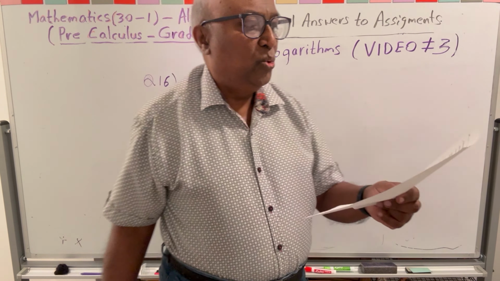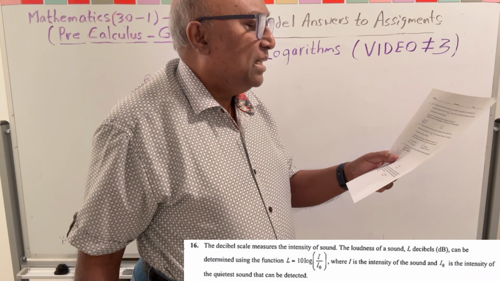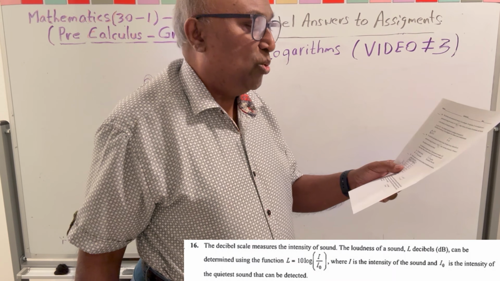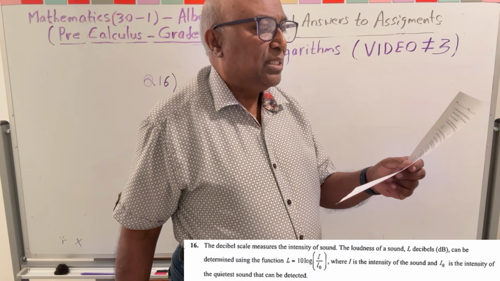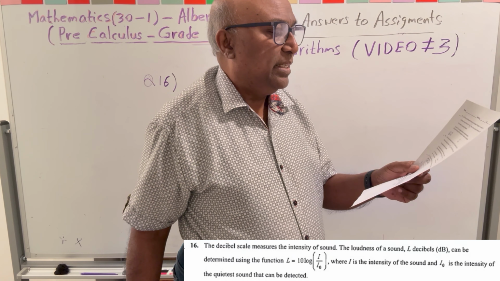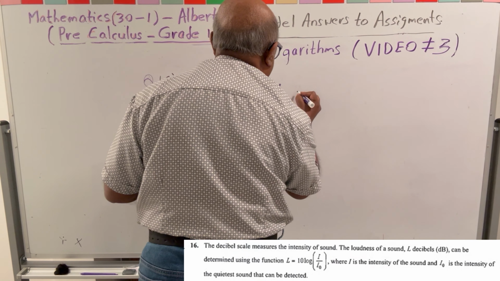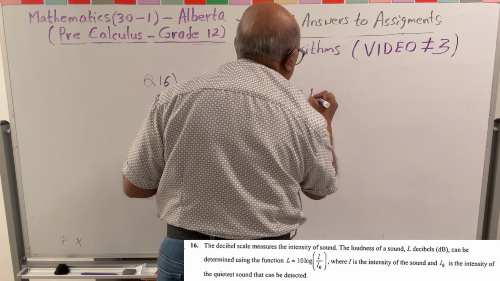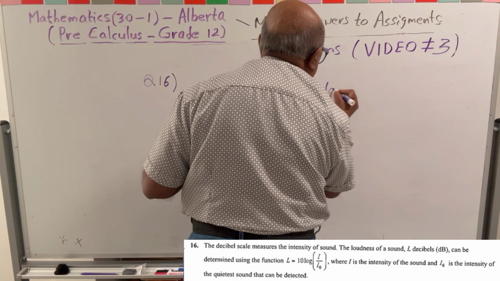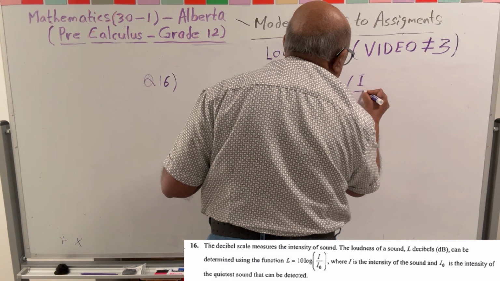Okay, let's move to question number 16. That says, the decibel scale measures the intensity of sound. The loudness of the sound, L decibels, can be determined using the function L equals 10 log I upon I naught.